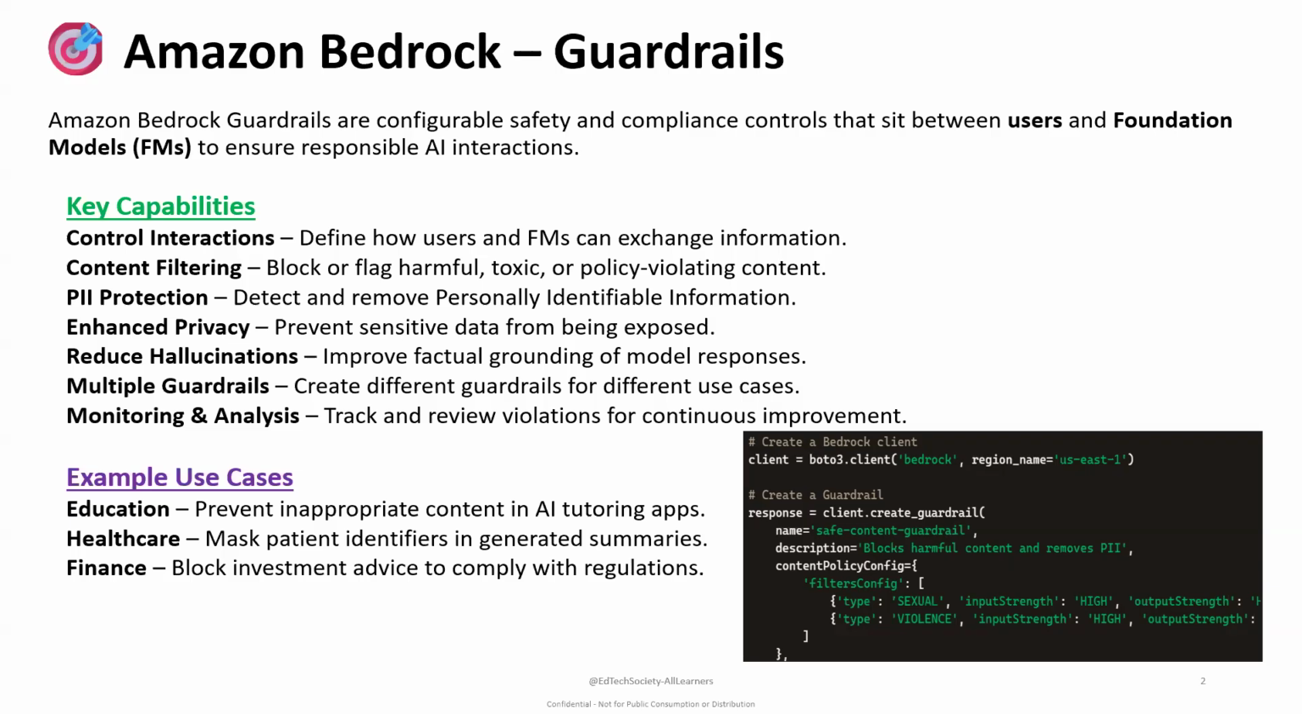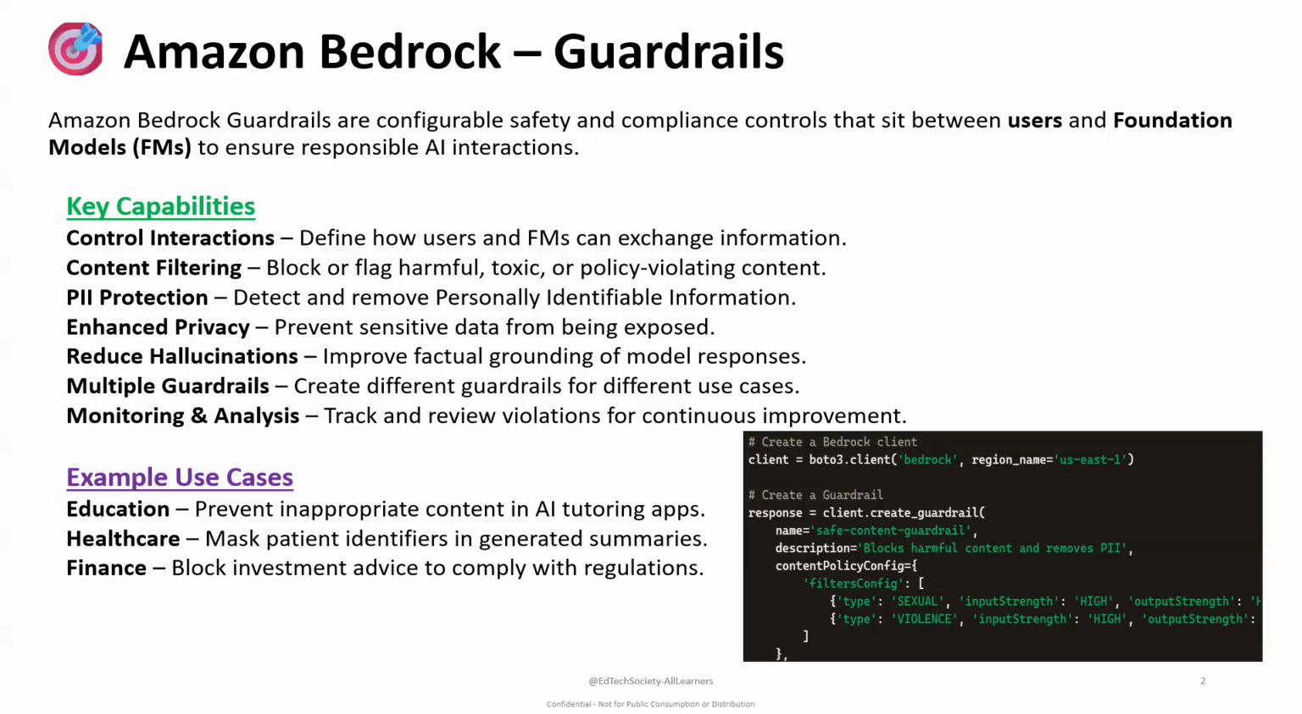In AWS, when we want to work with Bedrock Guardrails, this is mainly where we configure safety and compliance controls that sit between the users and foundation models. This is the capability by which we can control the interactions, how users and your foundation models exchange information. We can do content filtering, suppose we do not want specific harmful content or toxic content, or any political content to show in the prompts. This is where we can use a guardrail.